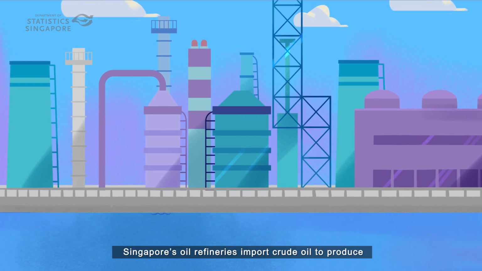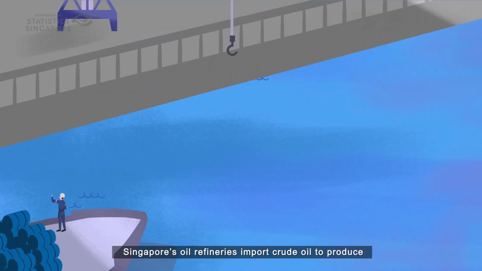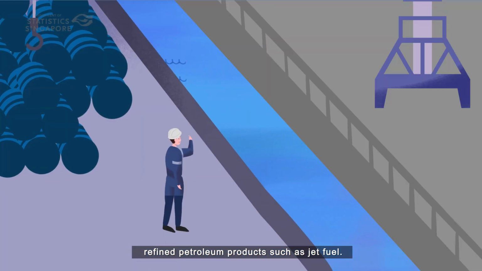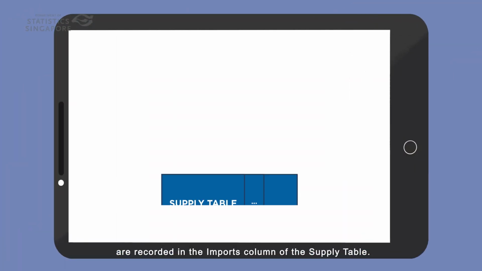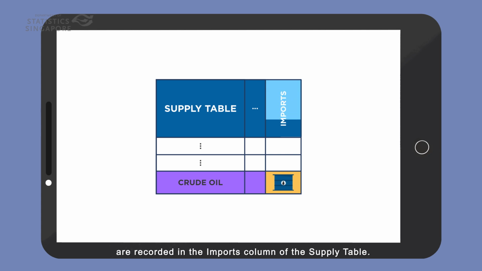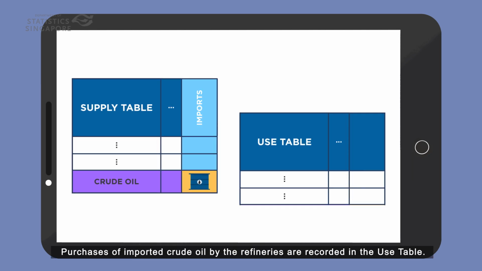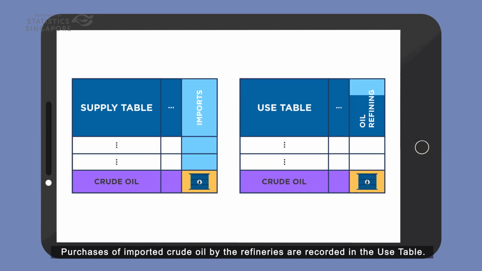Singapore's oil refineries import crude oil to produce refined petroleum products such as jet fuel. Imports of crude oil supplied to the refineries are recorded in the imports column of the supply table. Purchases of imported crude oil by the refineries are recorded in the use table.